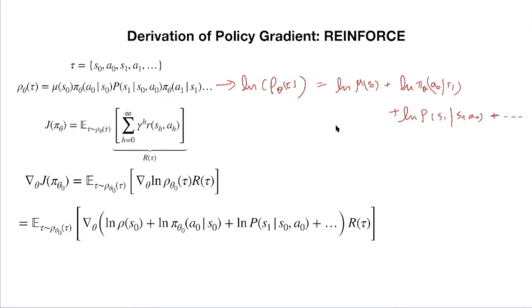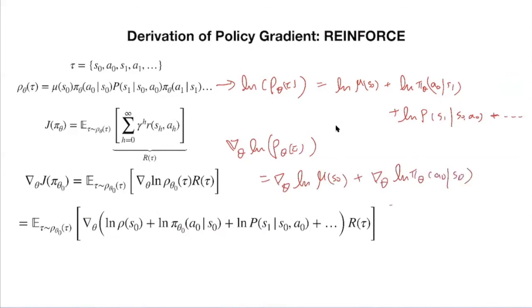This is great because now we can add the gradient on both sides of the expression. So let's do gradient log rho theta tau. This is gradient theta log of mu S0 plus gradient theta log of pi theta A0 S0 plus gradient log of P S1 given S0 A0 plus, and so on. Now we can see something nice is going to happen.